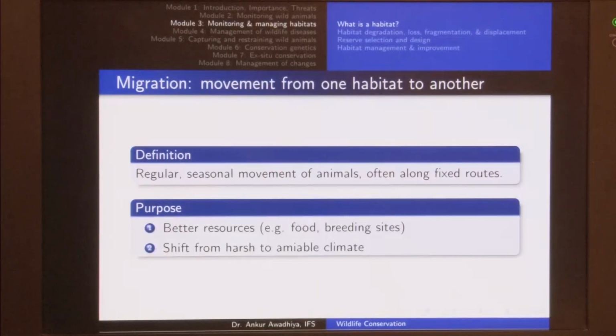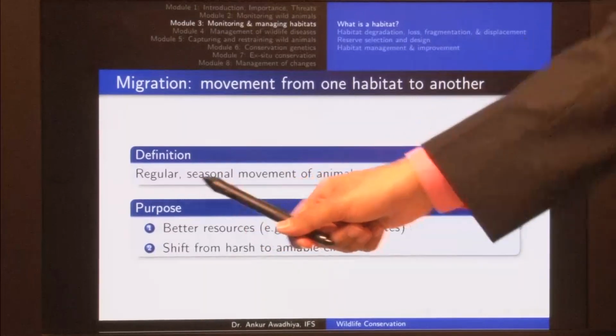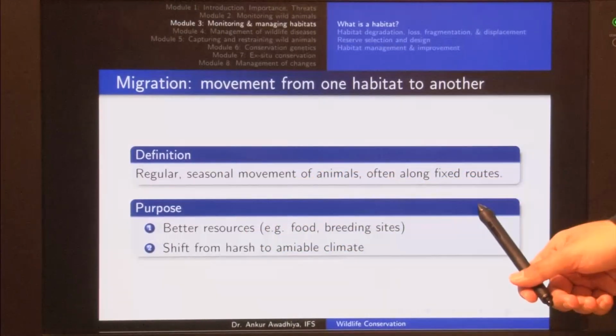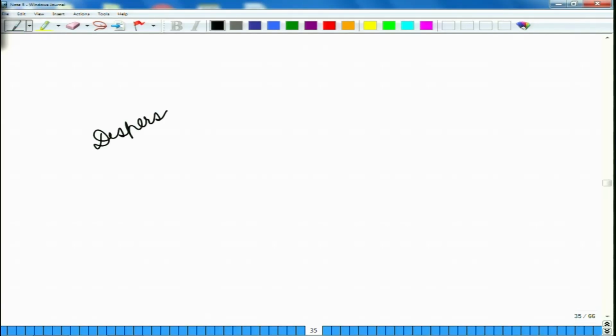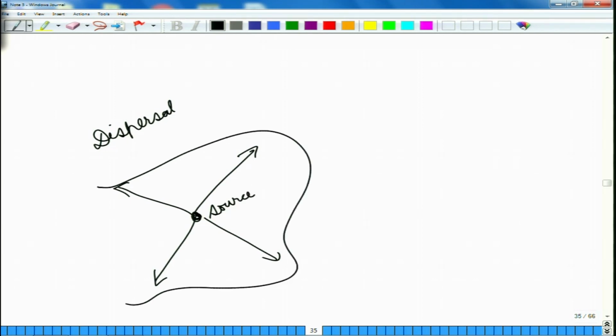Now dispersion also needs to be differentiated from migration. In the case of dispersion, we have a movement from one area to another area, or from one habitat to another, but in the case of migration we have a regular seasonal movement of animals, often across fixed routes. So when we talk about dispersal, we have a central area and the animals are going away from this area. So this becomes a source area, and these other areas become the sink areas for dispersal.